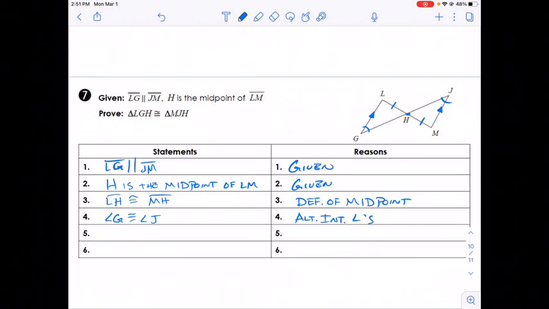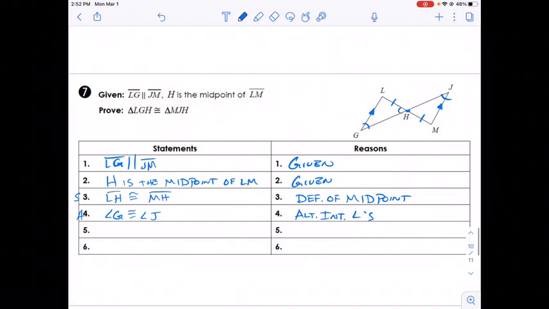So it gives us an angle measure here. We had a side length up here. So now we need to have either another angle measure or a side length. In this case right here, I can see that I have a pair of vertical angles. So I just need to name them. So angle LHG is congruent to angle MHJ, and this is by vertical angles.